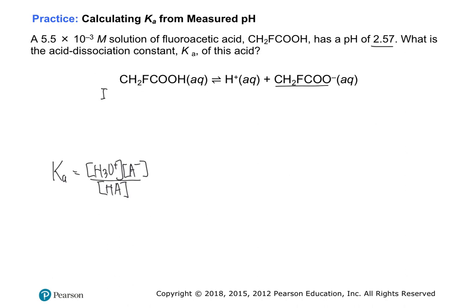Okay, so I'm going to fill in my ice table. For my initial concentration, I have 5.5 times 10 to the negative third. I don't have any products. And I actually know how much hydronium I have because I know my pH. So we can find hydronium concentration by doing 10 to the negative pH. So we'll do 10 to the negative 2.57, and I get 2.69 times 10 to the negative third molar. So that's what I'm going to put here.